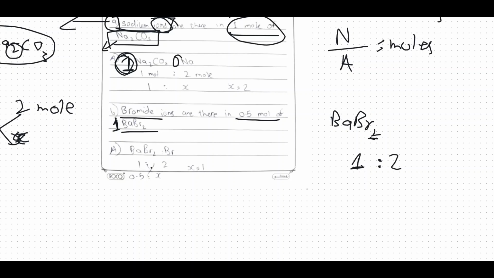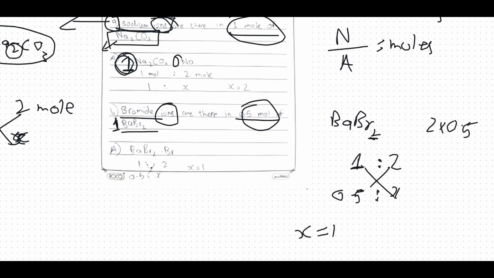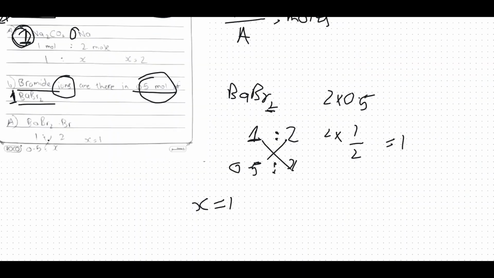Now I need to find the moles or molecules of bromide ions. So I know that there is 0.5 moles of BaBr2. I need to find the moles or the molecules in bromide. So I write X and simply cross multiply. And I'll get X as 1 because 2 times 0.5 is basically 2 times 1 by 2. This would give me 1. So X here is 1. Therefore, bromine molecules or moles is 1.